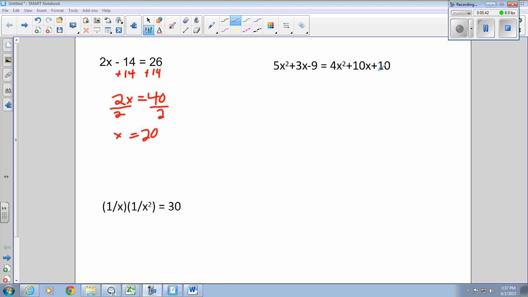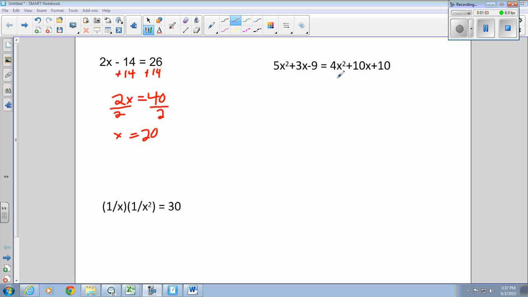This next problem, we're going to combine all like terms. Like terms have the same variable in front of it, or they're a whole number with no variable at all. So we can combine the 4x squared and 5x squared, 10x and the 3x, and the 10 and the 9.